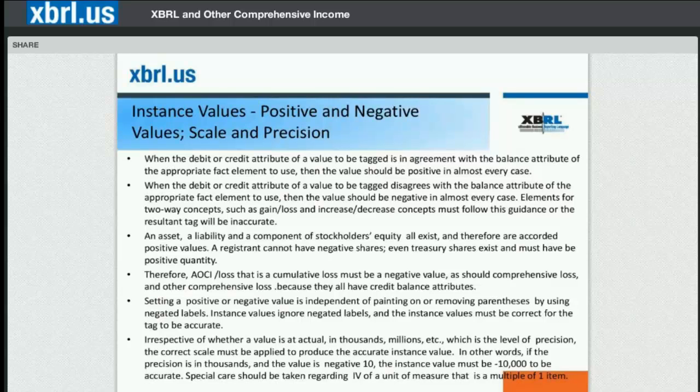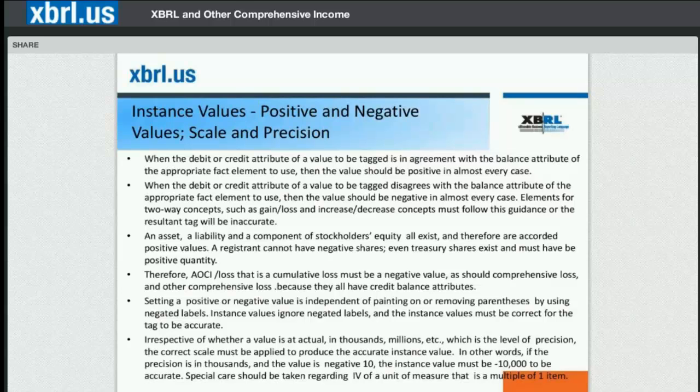Setting a positive or negative value is independent of painting on or removing parentheses by using the negated labels. Those are for presentation purposes to make the rendering prettier. They are not actual positive or negative values as instance values. So instance values ignore negated labels, and the instance values must be correct for the tag to be accurate.